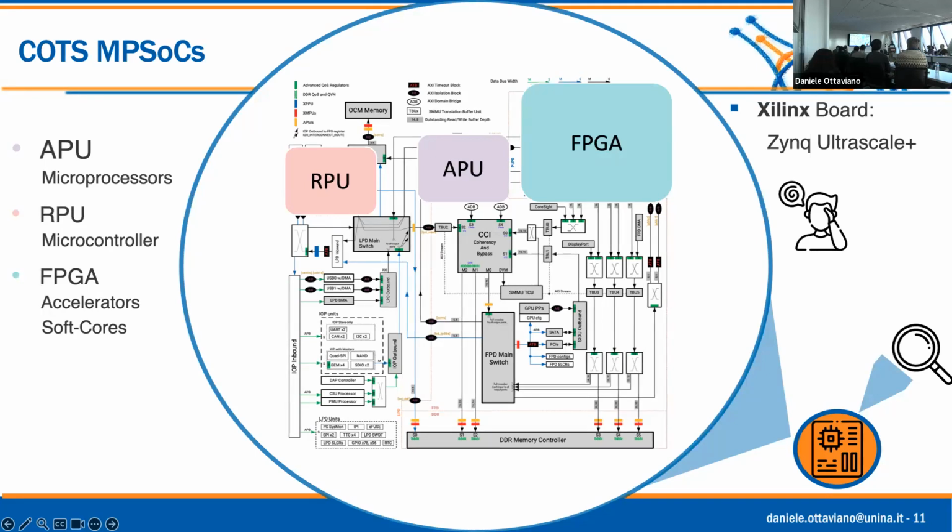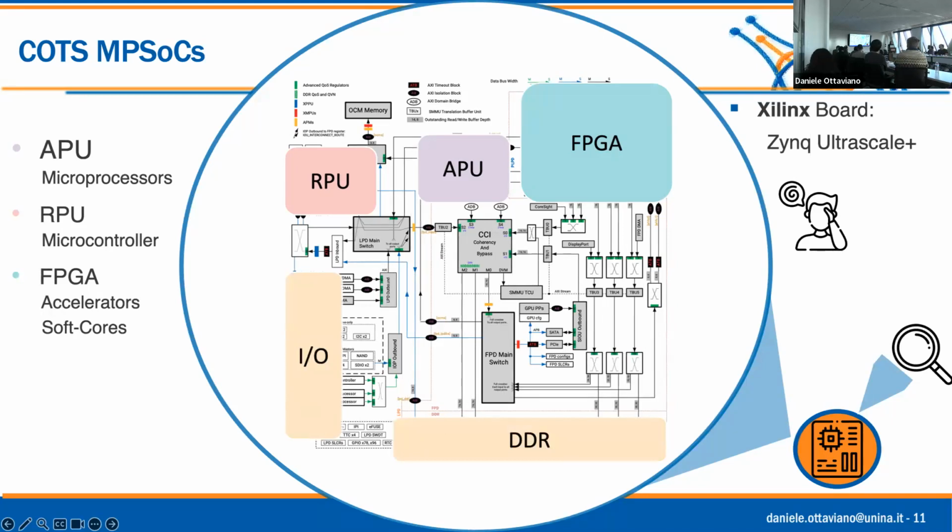And so on the FPGA, as I was saying, we can implement accelerators, but also other cores, soft cores. That's the name of cores implemented in FPGA. And all these processing units are going to share I/O, DDR, etc. So I want to generalize this scheme, going through the communication between the cores and these resources.